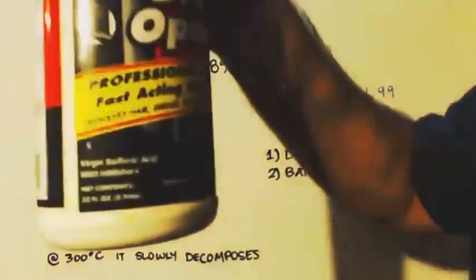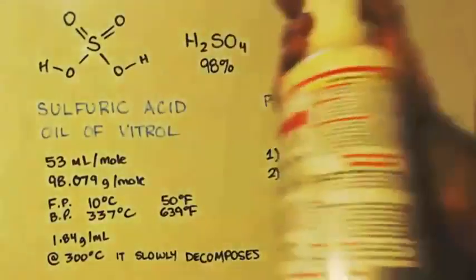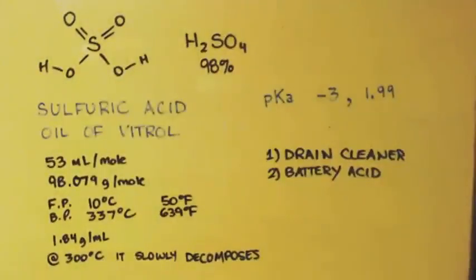And look how it says virgin acid. I'll just read it. It says virgin sulfuric acid with inhibitors. So there are inhibitors. If you pour this out, it's clear, but it looks like a pink Kool-Aid. You know what I mean?